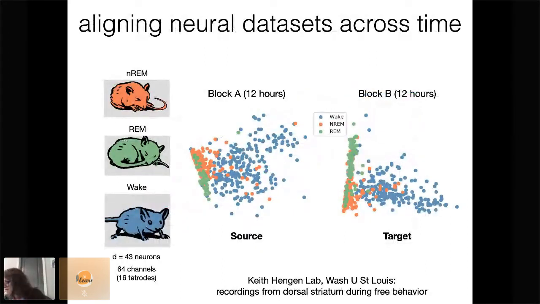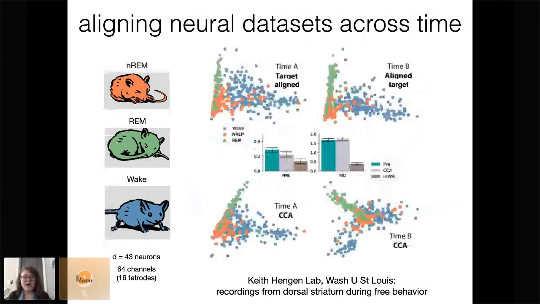We have also now extended this to rodent cortex. In this case, this is a striatum, a collaboration with Keith Hengen's lab at WashU in St. Louis. Here we're showing two different data sets that are acquired over two different 12-hour blocks. Over periods of the animal being awake or being in two different stages of sleep, we find very consistent and reliable geometry or shape across these low dimensional embeddings. This allows us to align these two and provide a good way to bring these data sets back so that any labels that you've collected in terms of sleep on a previous data set can then be transferred onto this new one.